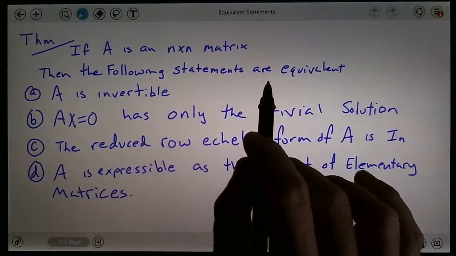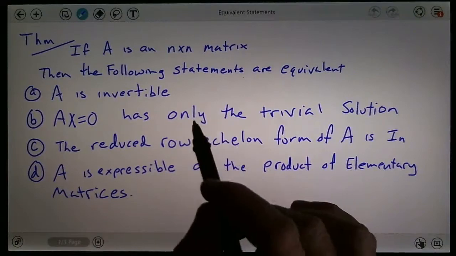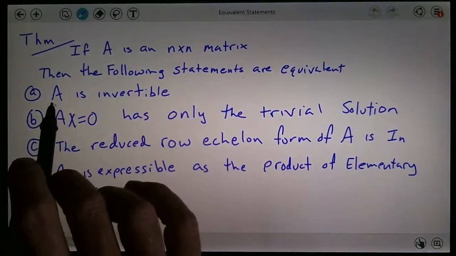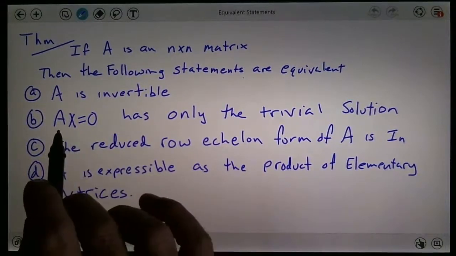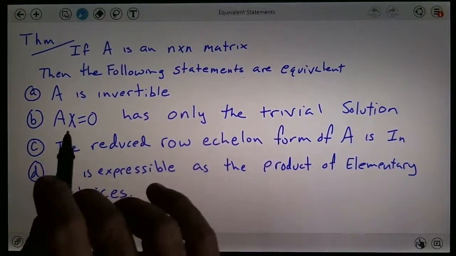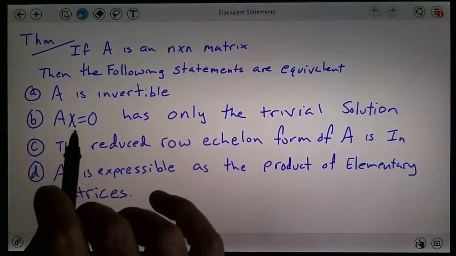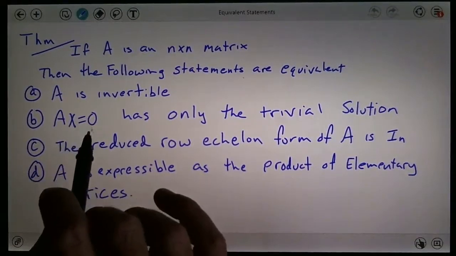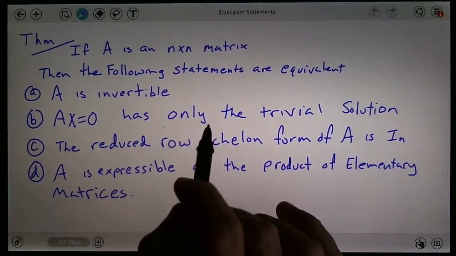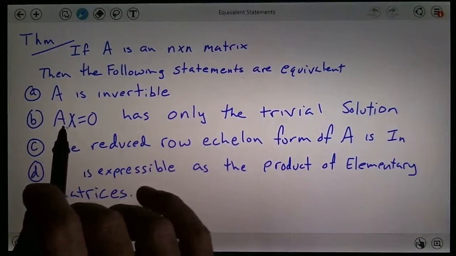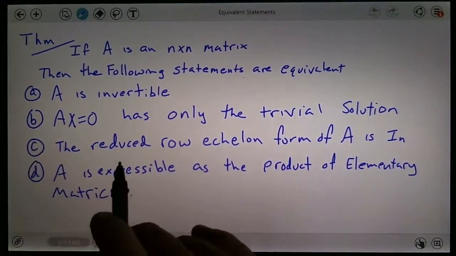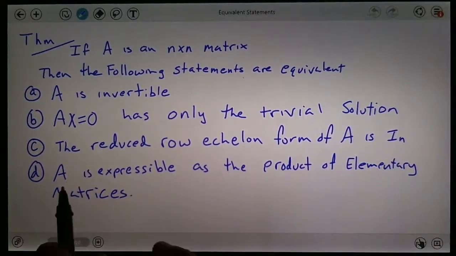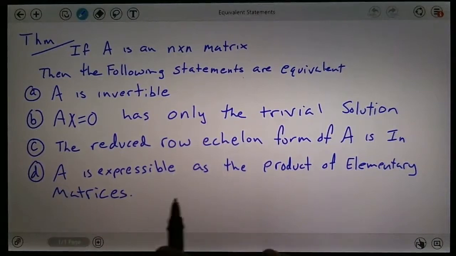This means that if one of them is true, they're all true, or if one of them is false, they're all false. So for an n by n matrix, A is invertible is equivalent to saying that AX equals 0 has only the trivial solution. AX equals 0 is a homogeneous system of linear equations. A is the coefficient matrix, X has all the variables in it, and then a bunch of zeros over here. Okay, so A is invertible is equivalent to the homogeneous system having only the trivial solution, where A is the coefficient matrix. The reduced echelon form of A is the identity matrix. And A is expressible as a product of elementary matrices.